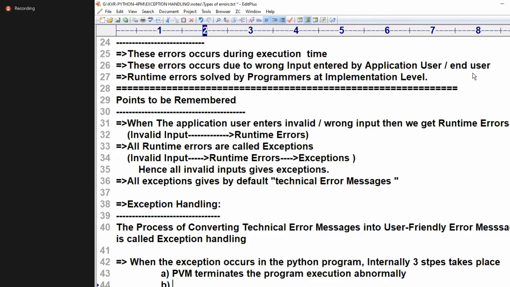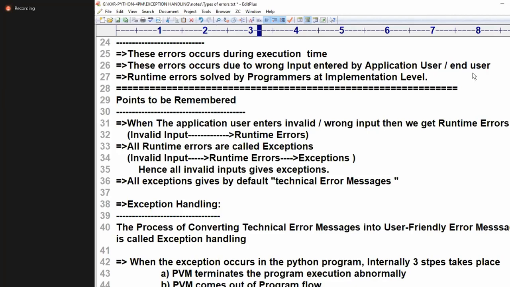B: next, what will happen? PVM comes out of the program flow. And C point I am saying: PVM by default generates technical error messages.